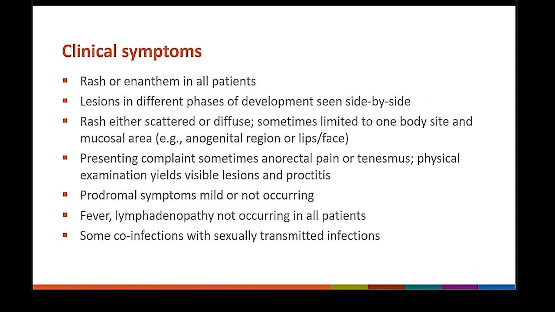The lesions have been in different phases of development when you see them side by side. So that's something that, I guess, has historically not been reported for monkeypox. Lesions like pustules and vesicles occurring side by side on the same body site. And the rash is either scattered or diffuse. So sometimes it's limited to one body site or mucosal area, like the anogenital region or lips or face, and then other times it's spread out throughout the body.